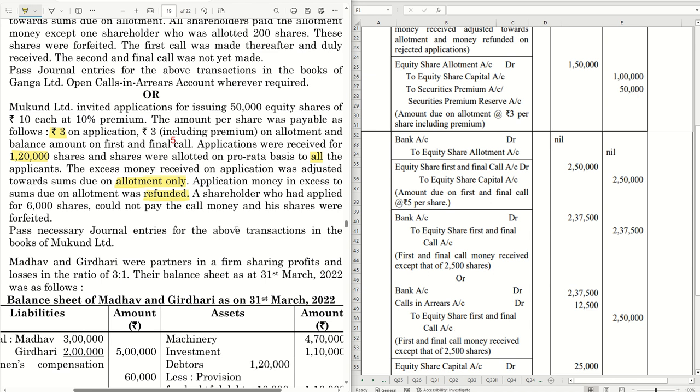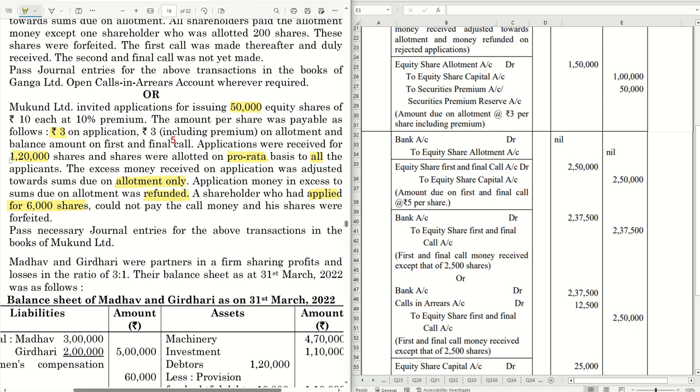Now, there is a defaulter here. First, read the question carefully to understand: the shareholder who applied for 6,000 shares could not pay the call money and his shares were forfeited. So he had applied for 6,000 shares and there is a pro rata allotment that has been done. In that case, now you have to find out the ratio. The company is issuing 50,000 shares and received applications for 1,20,000 shares and all of them were allotted shares.